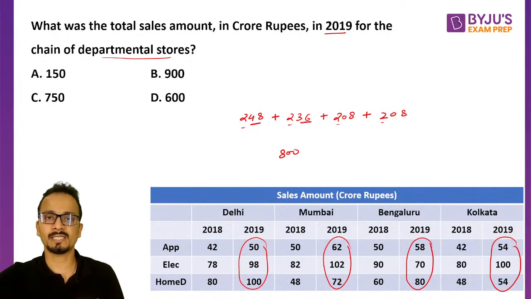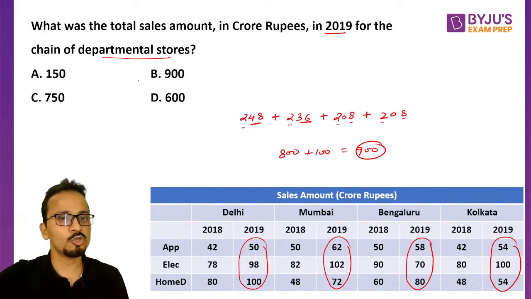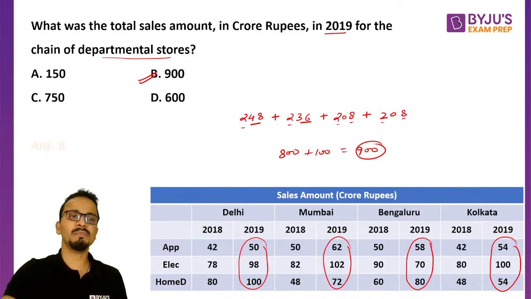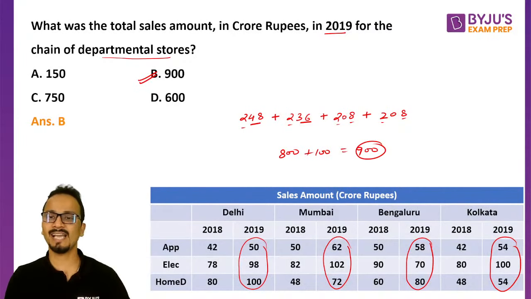Now adding all these values, 200, 200, 200 and 200, 800, 48 and 36, 70, 84, 84 and 1600. So 800 plus 100, answer will be 900. Okay, so 900, option B can be safely marked, and yes, answer is 900. All right. So friends, that's all about this set also.